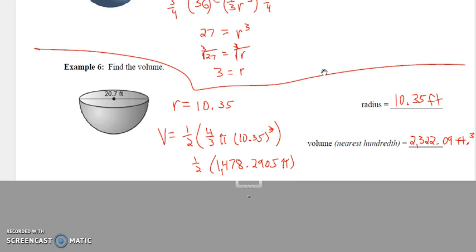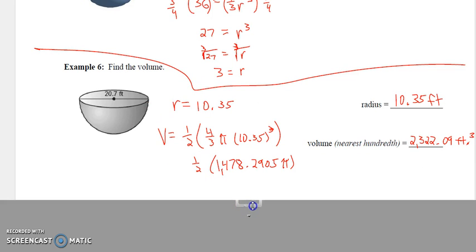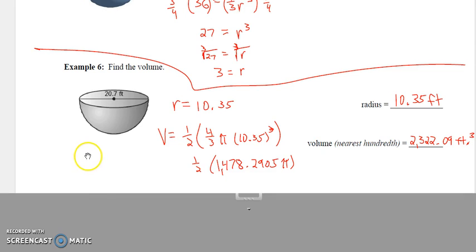Volume of a hemisphere. We're trying to ask you how much water is going to fit in this bowl. Well, it's half of a sphere. We already know the formula for a sphere, which is 4/3 pi r cubed. So we're going to do half of that. So we're going to do 1/2 times 4/3 pi r cubed. That's what this looks like.